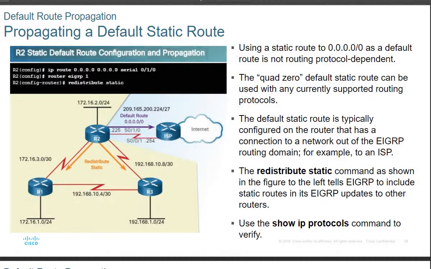The default static route is typically configured on the router that has a connection to a network outside of the EIGRP routing domain, for example, to an ISP. The redistribute static command, as shown in the figure, tells EIGRP to include static routes in its EIGRP updates to other routers. Use the show ip protocols command to verify.